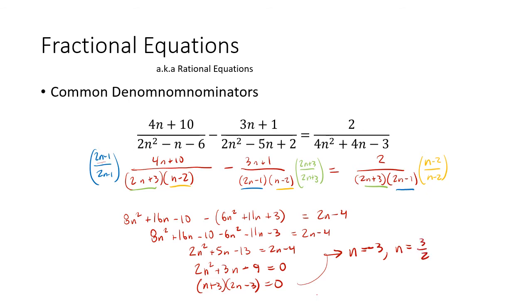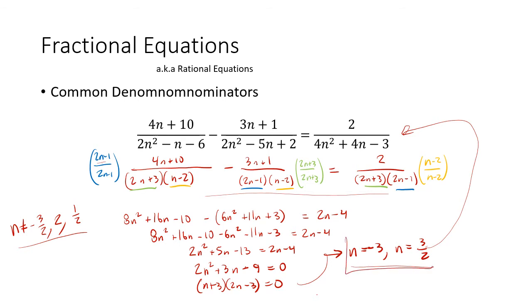The last thing we need to do is check to make sure that it would not produce an undefined situation in this original problem. So we could see just by looking at our factored terms here that n could not equal negative 3/2. It could not equal positive 2, or it could not equal positive 1/2. So since these are the two answers we got, they're none of those ones. So these two answers are correct. n is equal to negative 3, and n is equal to 3/2.